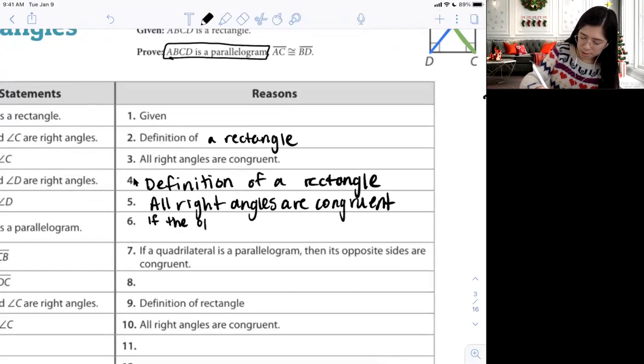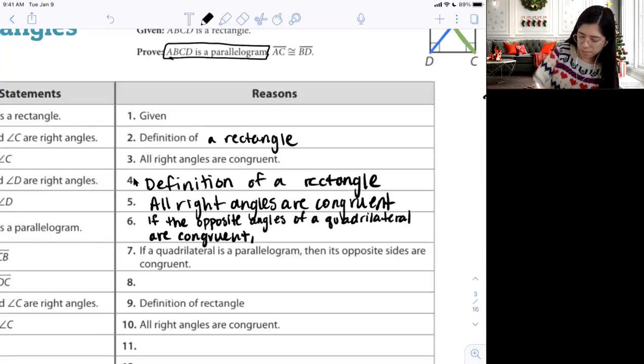So if the opposite angles of a quadrilateral are congruent, the quadrilateral is a parallelogram.